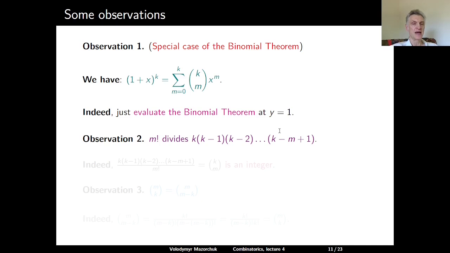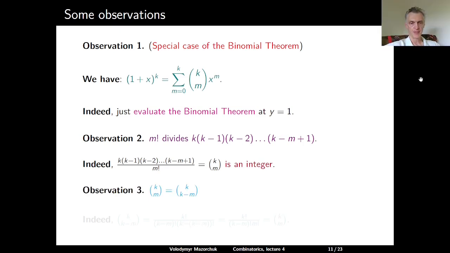Observation 2: m factorial divides the product k times (k - 1) times (k - 2) and so on, times (k - m + 1). Indeed, if we take this product and divide by m factorial, we will get exactly the binomial coefficient k choose m, which is an integer, as we know, because it counts something.